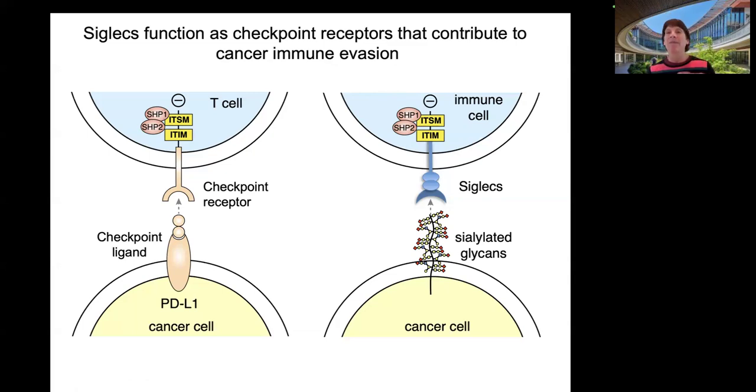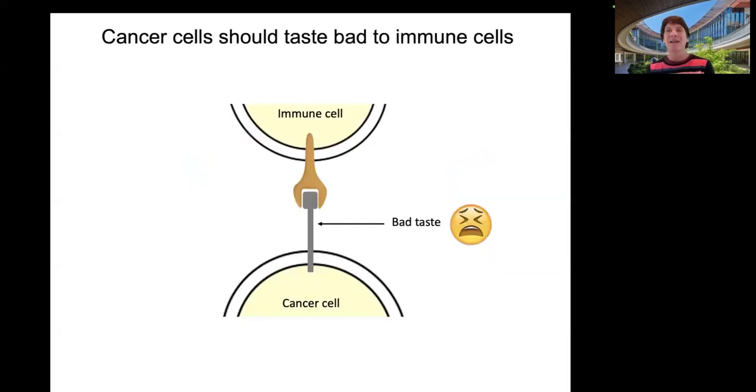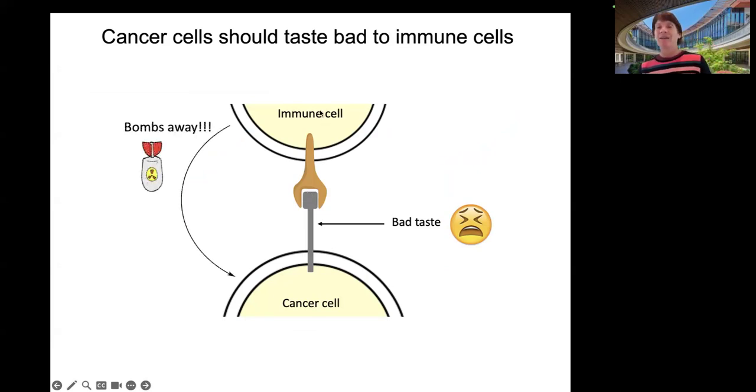So we tested this hypothesis experimentally in a number of ways, and I won't go through all the technical details, but the bottom line is this. What we found is that when things are working well for you, your immune cells will shake hands with a cancer cell. That gives a bad taste and tells the immune cell, I'm going to kill.